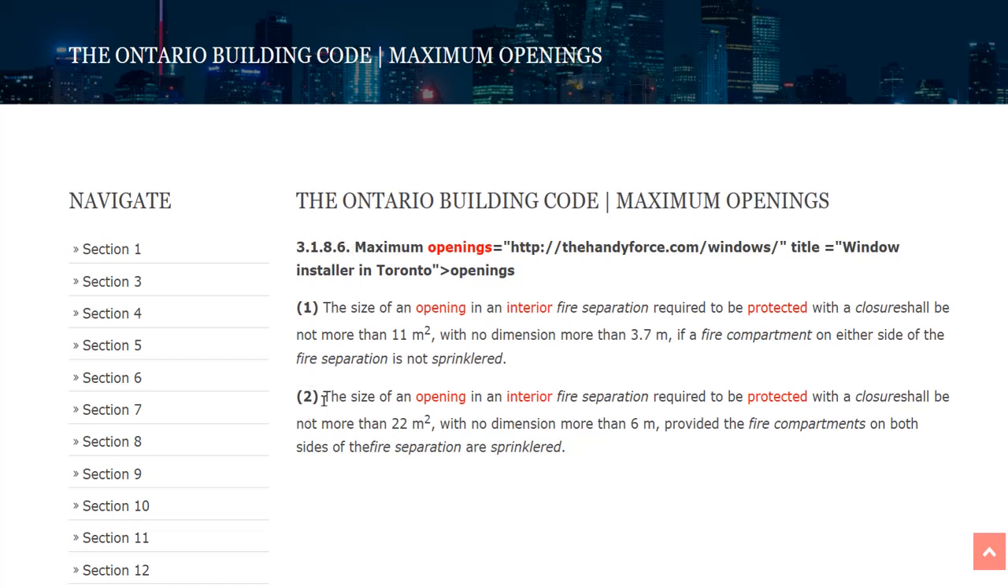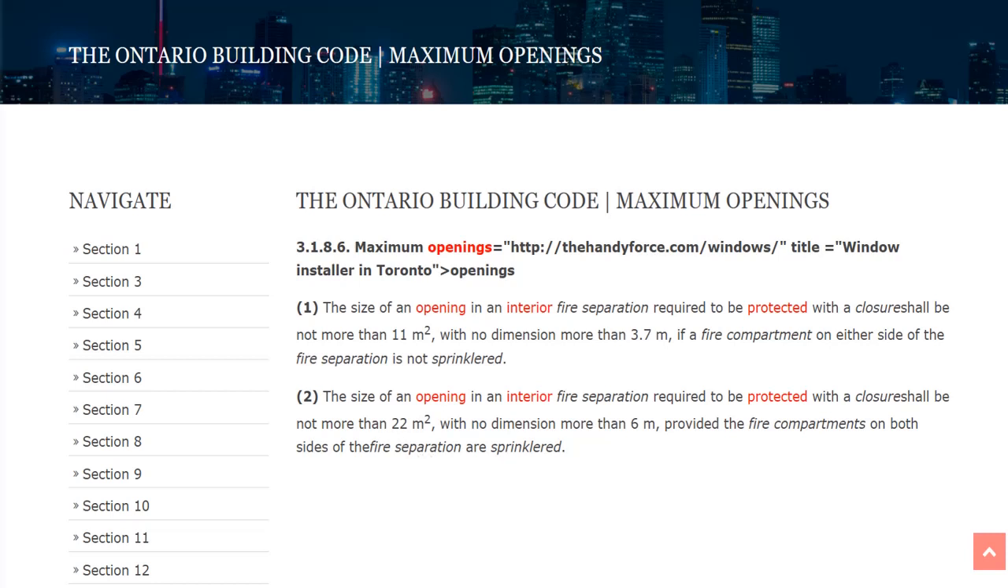3.1.8.6. In Sentence 2, it says the size of an opening of an interior firewall shall be no more than 22 square meters, with no dimension more than 6 meters, and the firewall must be sprinklered. If you were wondering why I didn't choose Sentence 1, it is because that one is for non-sprinklered. If the question had asked for a non-sprinklered firewall, we would look at that sentence. But it's saying that the hockey arena fire separation wall is sprinklered.